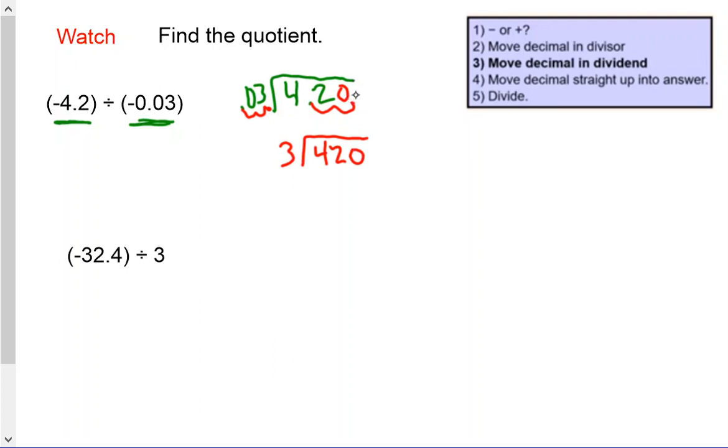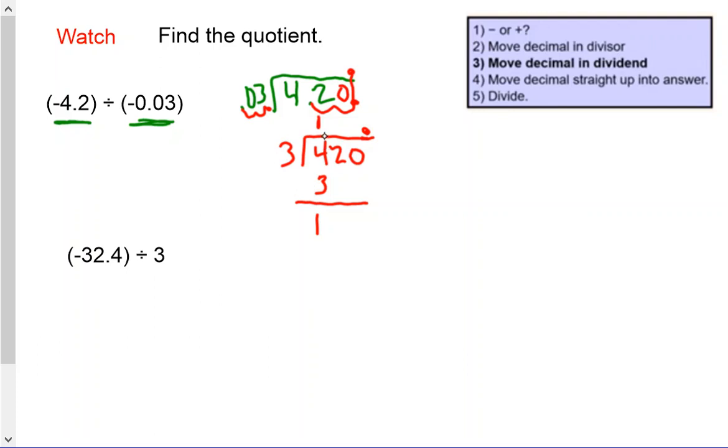Remember the decimal goes straight up into the answer, and so over here I'm going to put it right up in our answer. Now we're ready to divide. 3 goes into 4 one time. Get 3. Then we're left with 1. And then 3 goes into 20 3 times.